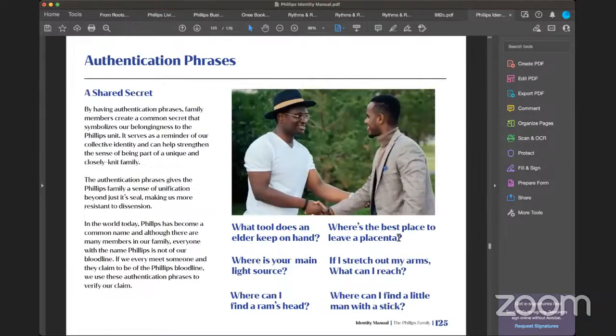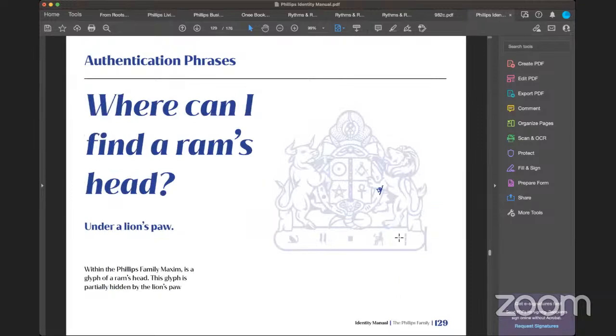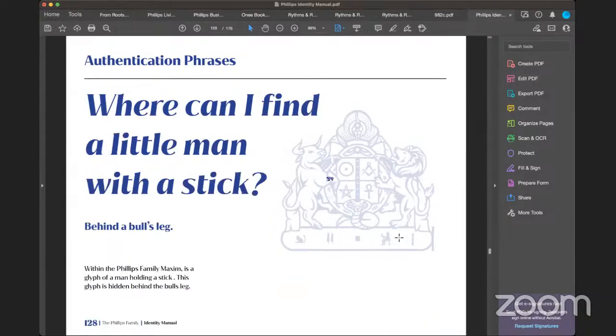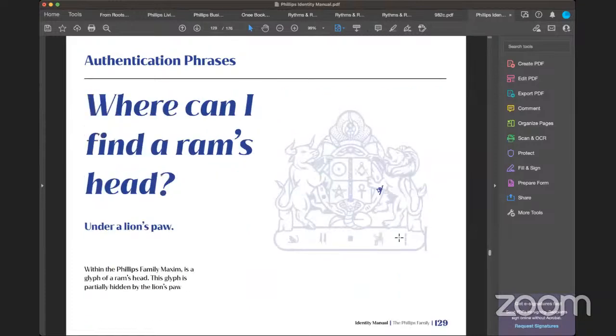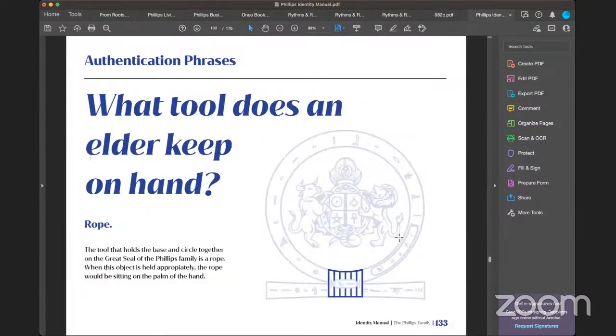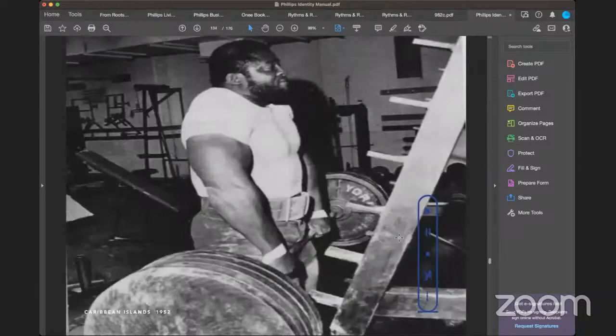So it's an authenticated document. And this is what I was telling you about with the secrets, or the authentication phrases. We all have them. There are certain elements that are hidden. If you know about an ankh, you will hold it in your hand in a certain way, so that the rope will be sitting on your hand. An authentication phrase is, what tool does an elder keep on hand? It will be a rope. Just stuff like that, that you'd have to be part of the family to know. If you can't answer certain questions, you have our last name, but just in case we don't get to follow up with everybody, we'll know who's who. These are just little tidbits that create that communal effect. So I just wanted to share that with you all.